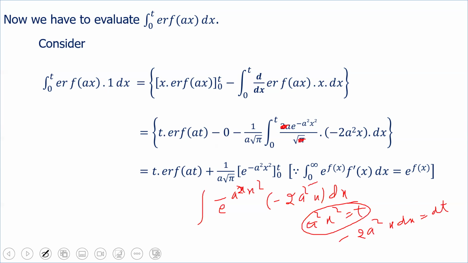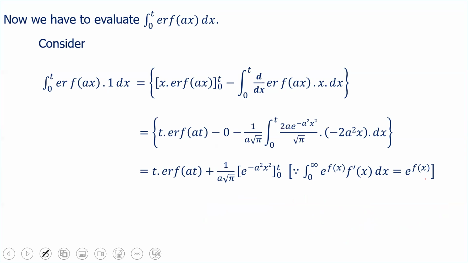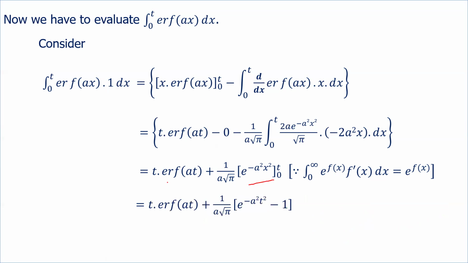So this is nothing but the integral of f dash of x e to the power f of x dx, which is equal to e to the power f of x. So if you put the upper limit and lower limit over here, t into error function of at plus 1 upon a root pi e to the power minus a square x square. So if you put the upper limit, it will become e to the power minus a square t square, minus error function of 0 is 1.